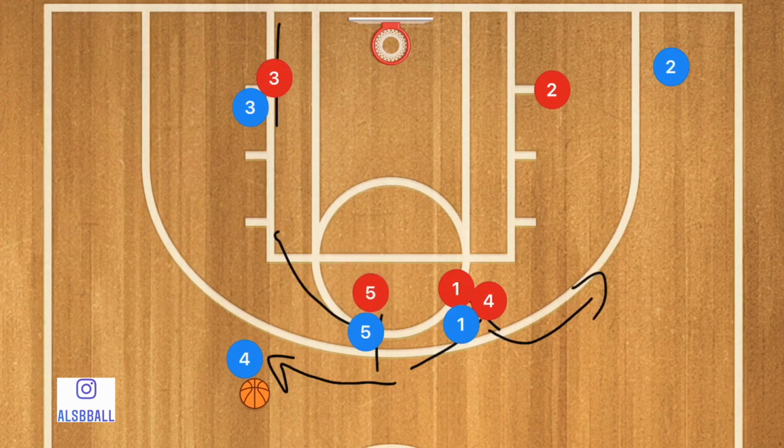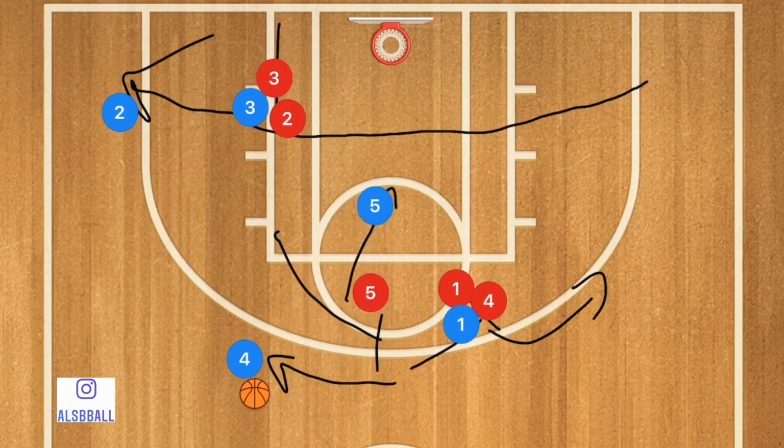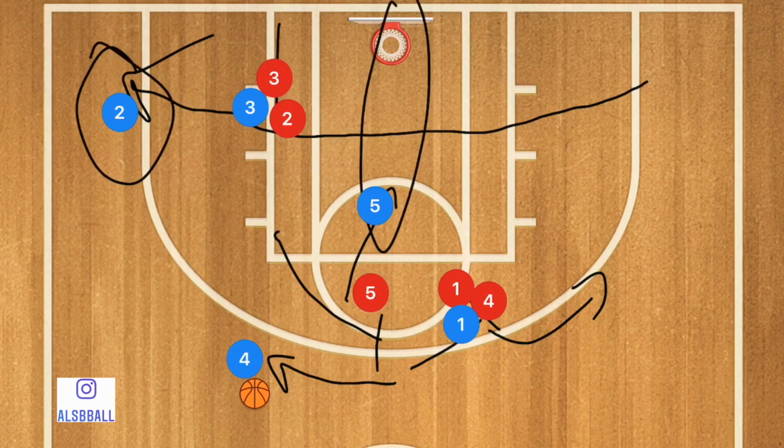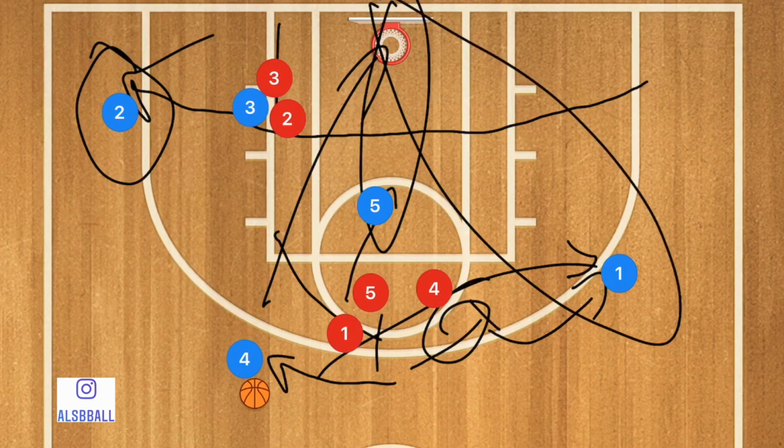We're going to be having player 5 roll off of that screen, and we're going to be also having player 2 cutting baseline across the key out towards that left side. So essentially we would have basically 4 different options for player 4. Player 4 could hit up player 5 for a layup. He could also hit up player 2 for a three-point shot. He could take a three-point shot himself, or depending on what's going on with player 1 when he pops, this could be a lob pass over to player 1 for a three-point shot.